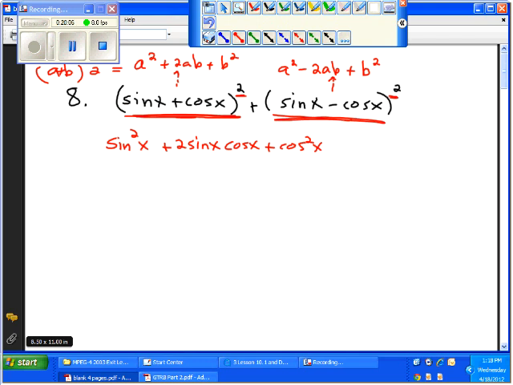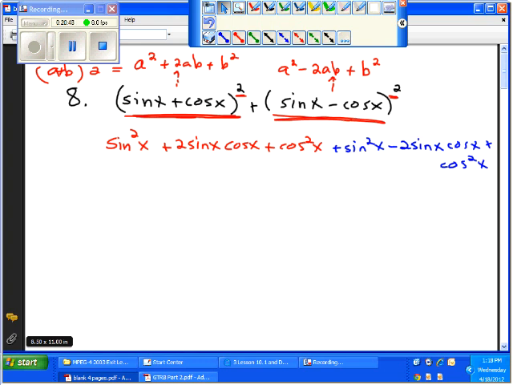Okay? When we square the second one, we're going to have plus sine square x minus 2 sine x cosine x plus cosine square x. So the first thing we're going to do, you notice we're following please excuse my dear Aunt Sally. We just did exponents. You couldn't do what's in the parentheses because they're not like terms. So we went to exponents, and we did the exponent. We expanded the binomial. Now we're going to combine like terms.